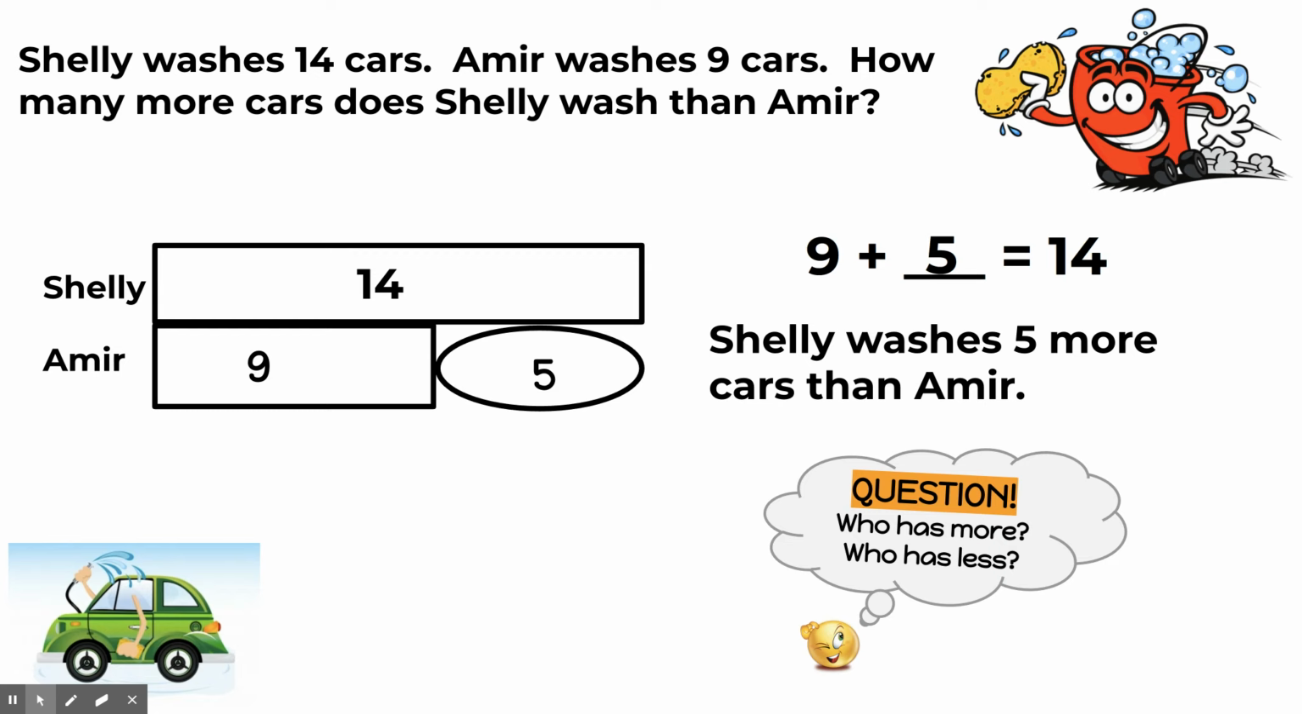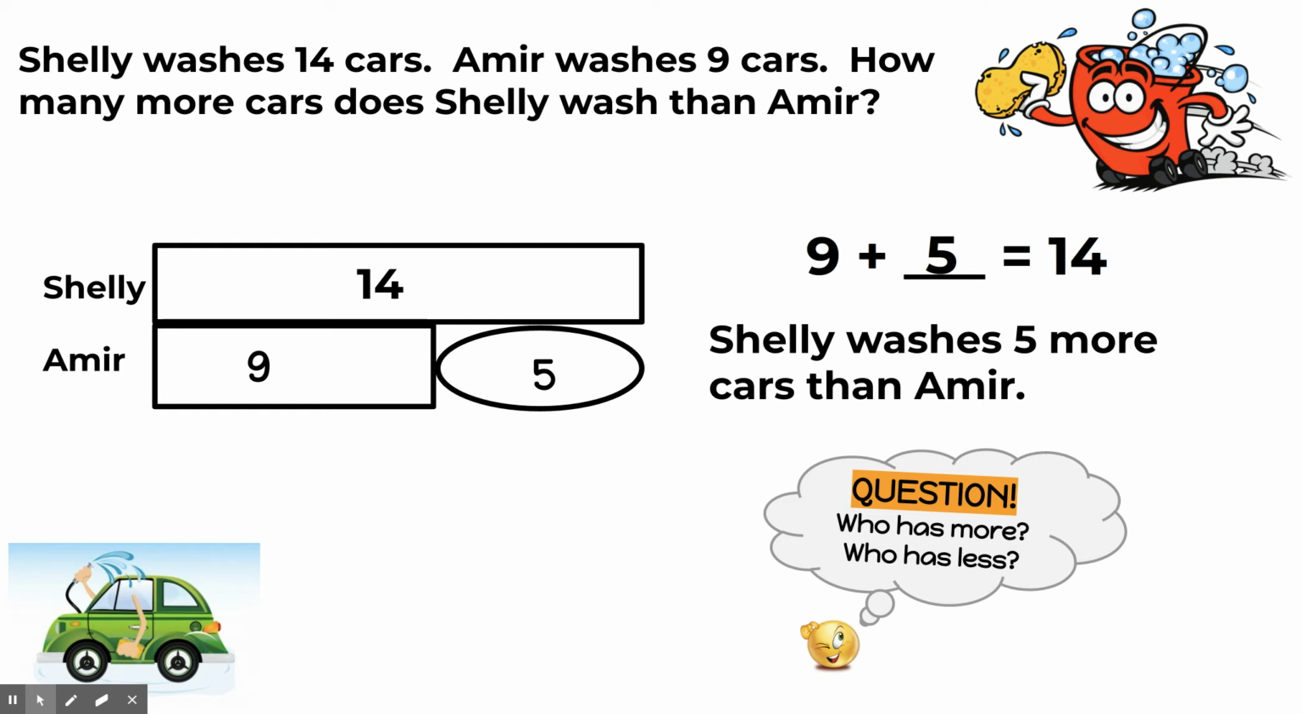One more step before we go. I almost forgot this step, and it's the most important step. I need to put my number back into the word problem and see if it makes sense. Shelly washes 14 cars. Amir washes 9 cars. How many more cars does Shelly wash than Amir? So I'm just going to put this answer in there and see if it makes sense. Shelly washes 5 more cars than Amir. Does that make sense? Sure, it's okay. I know that she washed some more cars than Amir. I know that 5 is a reasonable number because it's somewhere in between. If I jump from 9 to 14, it's 5.